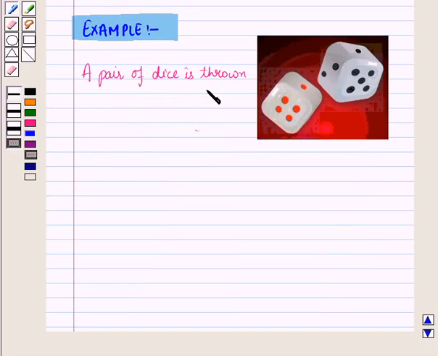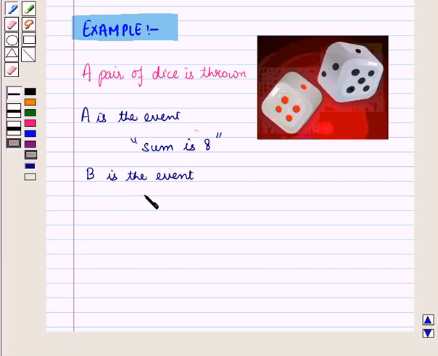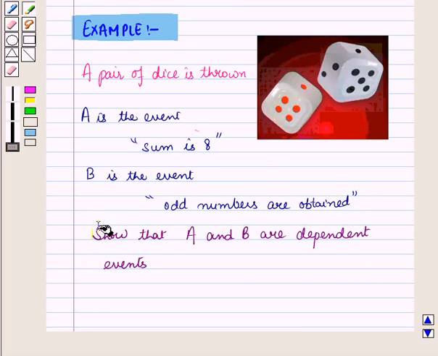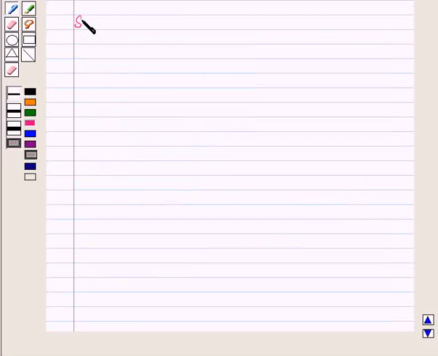Here a pair of dice is thrown and A is the event, sum is 8, and B is the event, odd numbers are obtained, and here we have to show that A and B are dependent events. Now let us start with its solution.